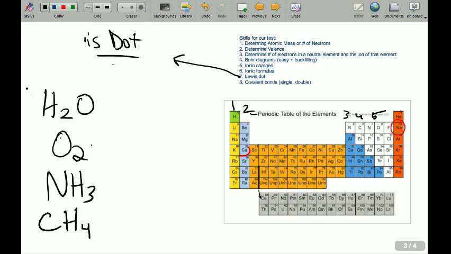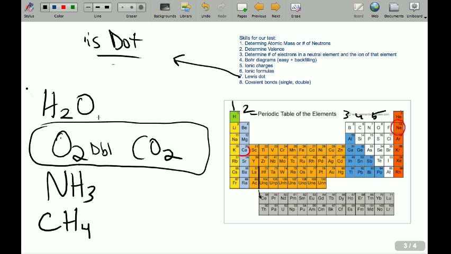And then O2 is a double bond, by the way, and CO2 is a double bond. I'm not going to ask you for triple. So that's what you need to do. So let's do them so you know what they look like. This is water. Show the extra dots. O2 looks like this.